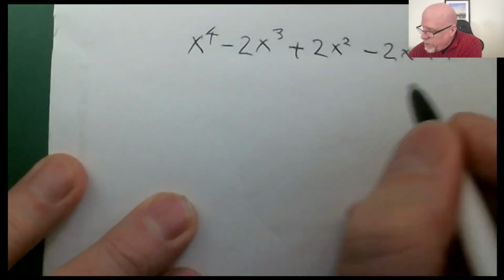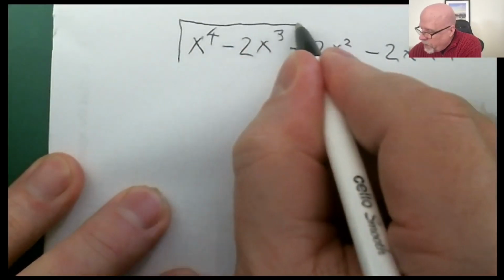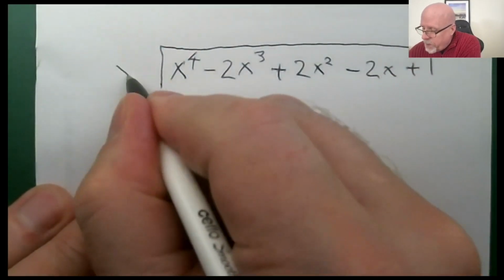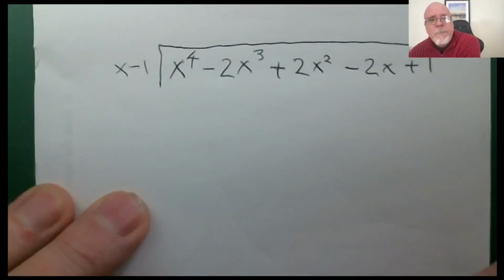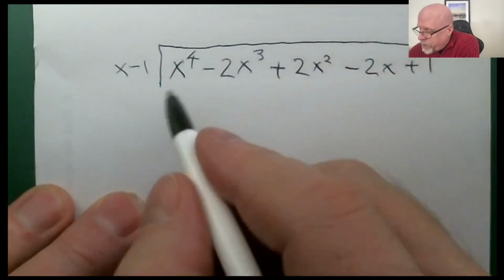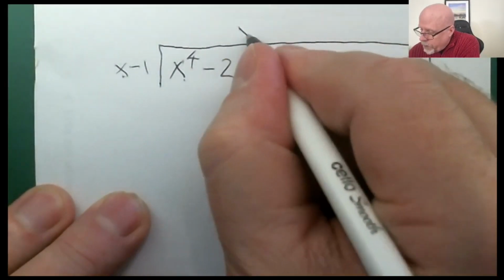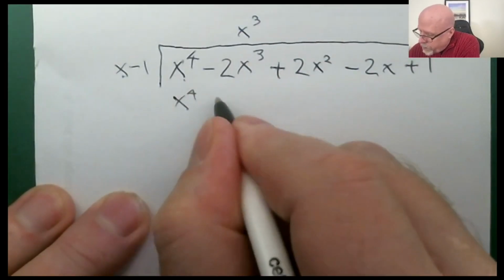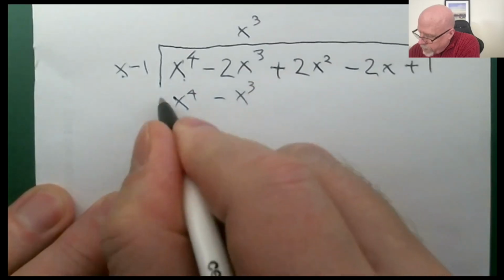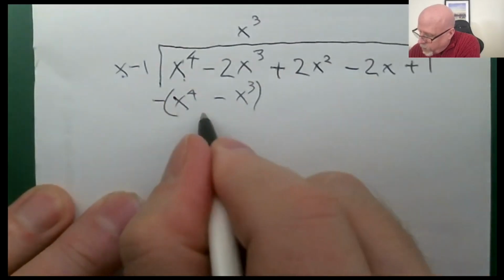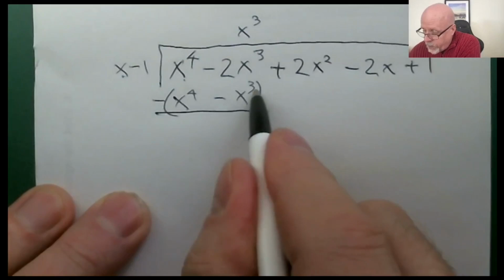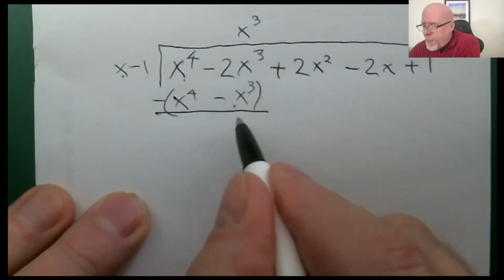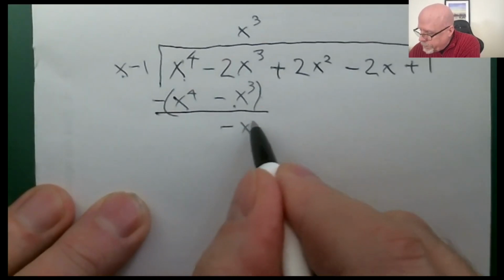So just copy the polynomial in there. The term we realized from the graph is a factor of this was x minus 1. And so we'll go through division here. x goes into x to the 4th, x cubed times. x cubed multiplied back gives us x to the 4th minus x cubed. This is one of those hard ones where we're subtracting a negative, so that's really adding x cubed. Minus 2x cubed plus x cubed is just minus 1x cubed.